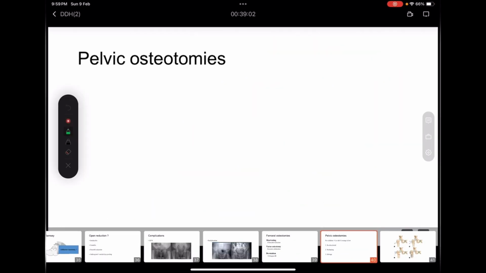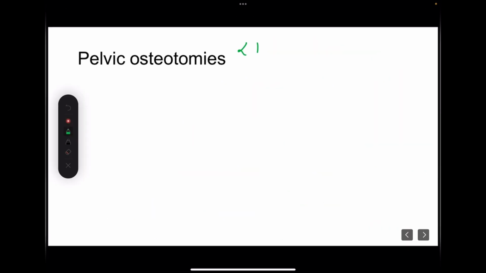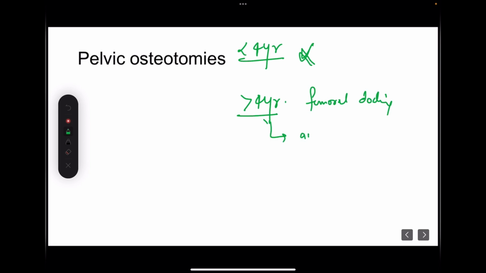Coming to the pelvic osteotomies. Pelvic osteotomies we have already discussed. Before the age of 4 years, most of the time pelvic osteotomies are not required. After 4 years of age, if a child presents to us, in that case femoral docking is no longer helpful for achieving acetabular molding, and in that case we will require some procedure on the acetabular side.